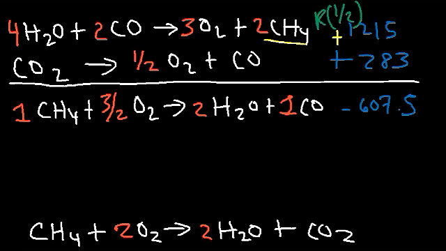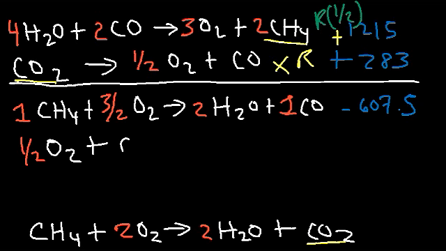So now let's focus on the second reaction. And let's focus on CO2. We have 1 CO2 molecule on the right side. Here it's on the left. So all we need to do is reverse the second reaction. So it's 1/2 O2 on the left plus CO yields CO2. So the enthalpy change for that is going to be negative 283.